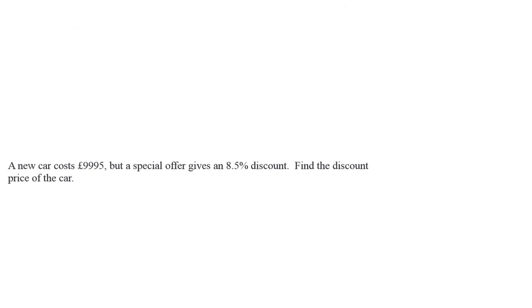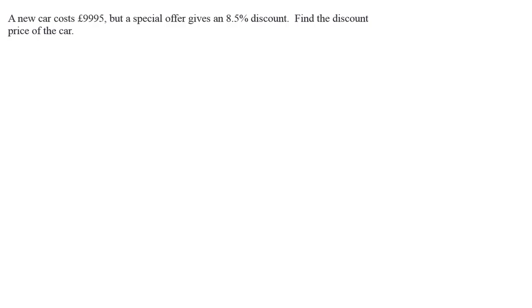Now, another example. A new car costs you £9,995. You get a special offer and it gives you an 8.5% discount. You have to find the discount price of this car. Again, there are two ways of doing this. Either you're going to try to find out, okay, what is 8.5% of this price, and then I'm going to deduct it from that price. But we have seen a way easier way. Your original car costs you 100% of the price. So the original price is £9,995, but you get a deduction of 8.5%. So it's no longer 100% of the price. You only have to pay 91.5% of the price.